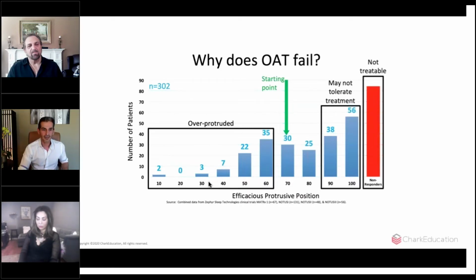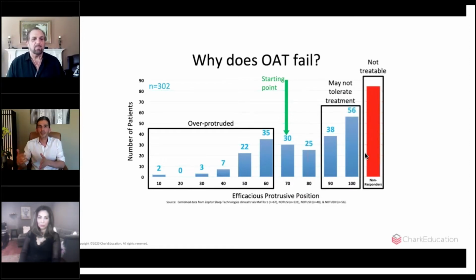These are the 50% that we have here. The over-protruded ones are the ones that were treated at 67. The other half, we're like, well, you know what? We're going to slowly titrate you further. But by going slowly, you might be losing the patient's trust and the patient's confidence in therapy. And never mind, sometimes we may not even go to that 90 or 100%. And we may not even want to.